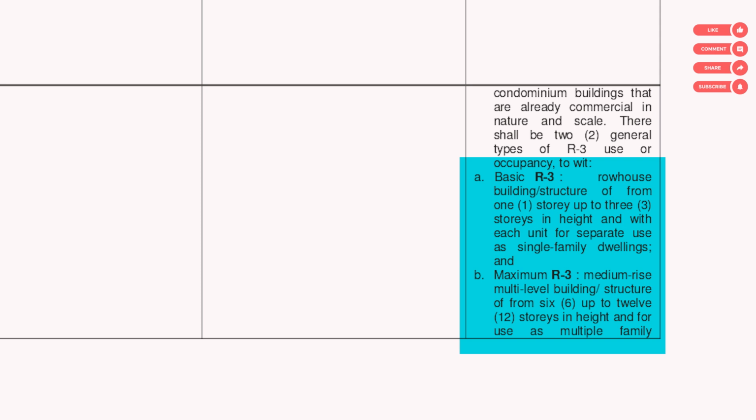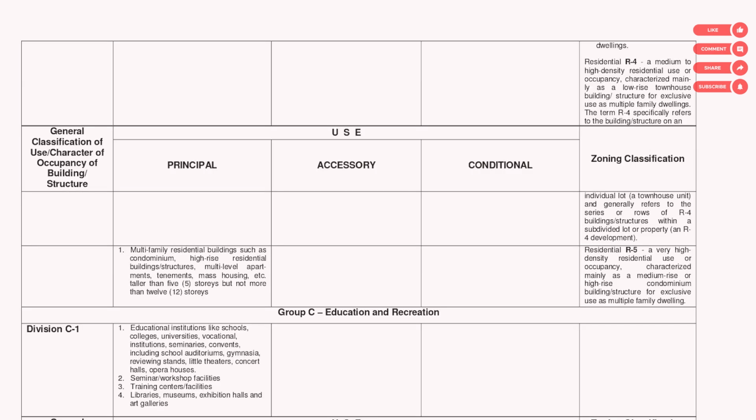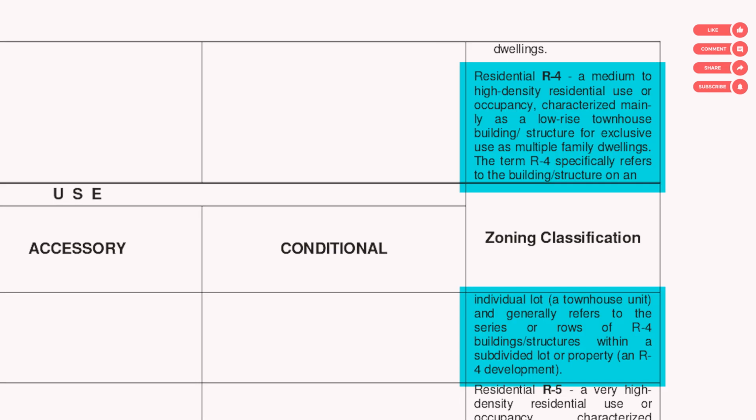Multi-level residential, 3 to 5 stories high. So 6 to 12, up to 12 stories, your maximum. It's denser. It's high density. R4 is described as a medium to high density residential zone.